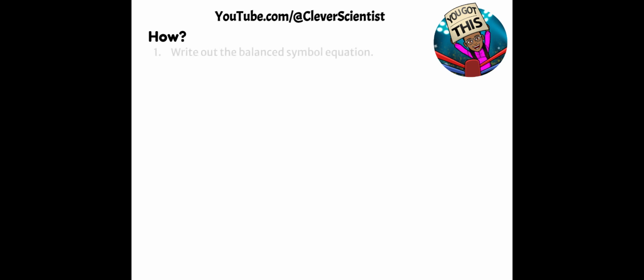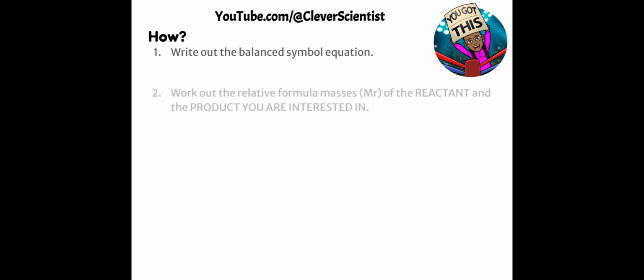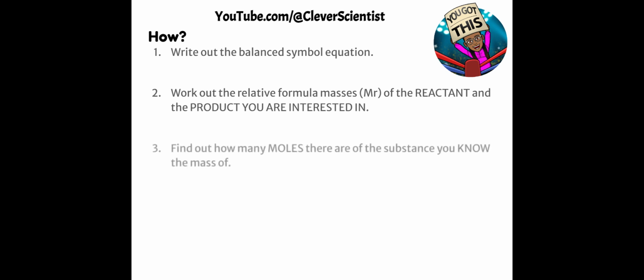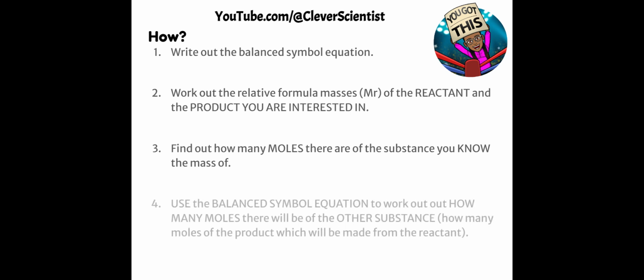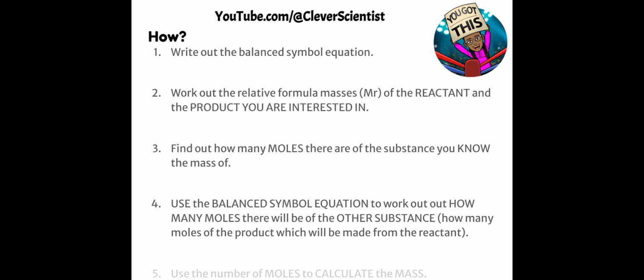So how do we do this? Well, believe it or not, we can do it in 5 simple steps. So, firstly, we write out the balanced symbol equation. Then we work out the relative formula masses for the reactant and the products that you're interested in. Then you find out how many moles there are of the substance you know the mass of.